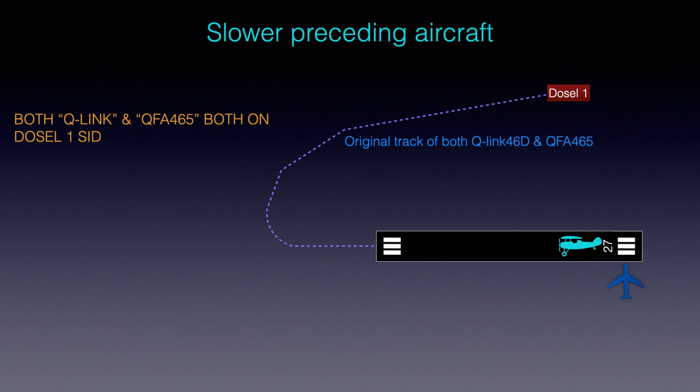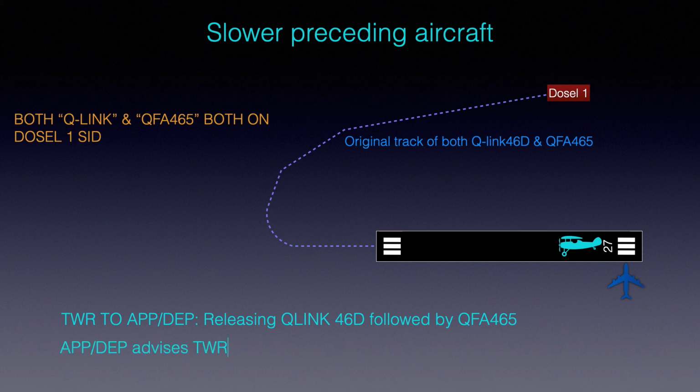And you, as a really great tower controller, can say, releasing Q-Link 46 Delta followed by Qantas 465. Now, the approach controller, having some sort of experience, and he can see the flight strip, he'll go, oh, right, they're both, okay, you've got a Dash 8 and you've got this guy behind him. So what the approach controller can say to tower, he says, Q-Link 46 Delta, cancel SID, maintain runway heading.